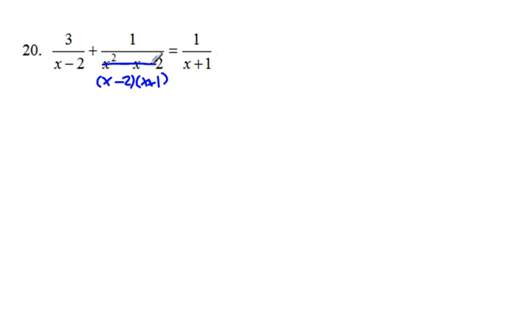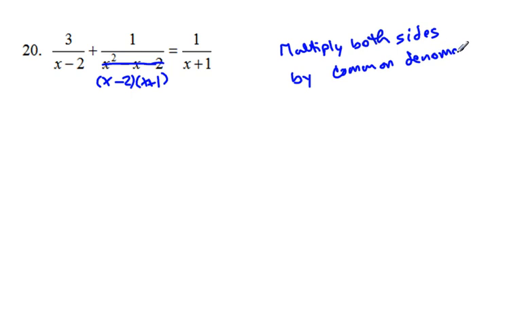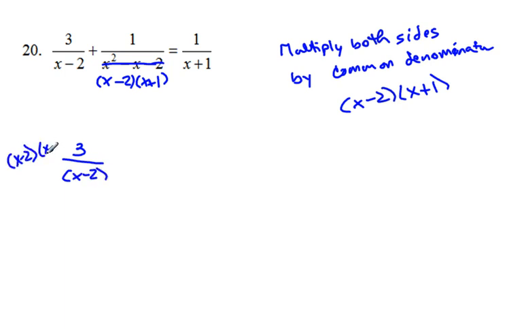Now remember, to get rid of fractions in an equation, we multiply both sides by the common denominator. In this case, our common denominator is x minus 2 times x plus 1. So I'm going to multiply both sides by that. So here we go. I'm going to take it times x minus 2, x plus 1.